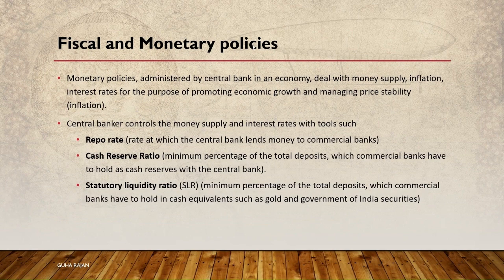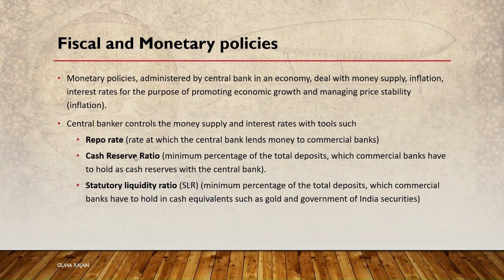Monetary policy, as I said, is determined by the central bank. But again, there is an influence of government. How does it control the money flow? That's through the repo rate, at which the central bank lends money to commercial banks, the cash reserve ratio, and the statutory liquidity ratio. The last two points are the cash reserve ratio and the statutory liquidity ratio.